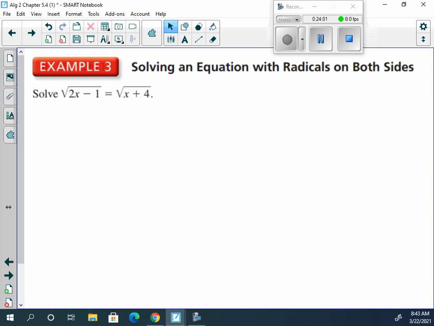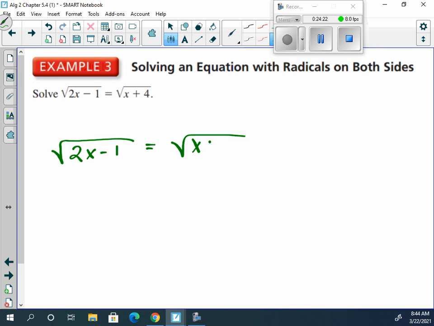Now, like we were doing before, we want to get the radical by itself. We're not too worried about that when we have 2 or more. We just kind of want to get them on opposite sides. If we have 3, we'll do 2 and 1. If we have 4, we'll do 2 and 2. We just kind of want to even it up as best we can. So here, we do have it already, 2x minus 1 on one side. And over here, we have x plus 4, yes?